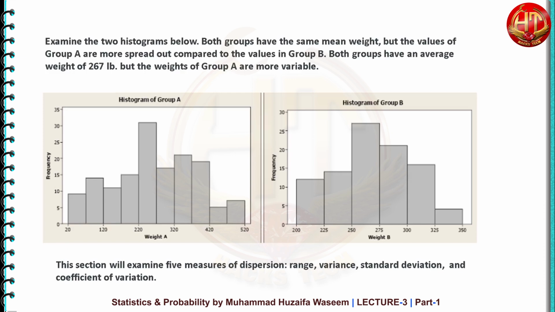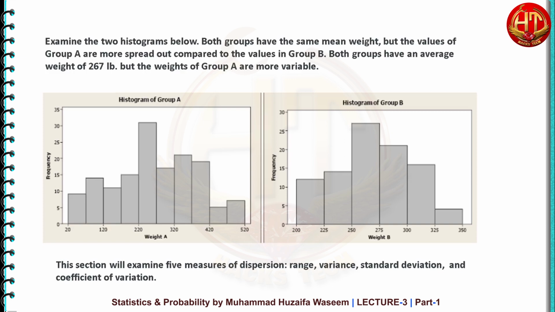Both groups have the same mean weight, but the values of group A are more spread out compared to the values in group B. It means that group A has more variation as compared to group B. So both groups have an average weight of 267, but the weights of group A are more variable. Graph A has more fluctuation, more variation, and more spread as compared to the histogram of group B.